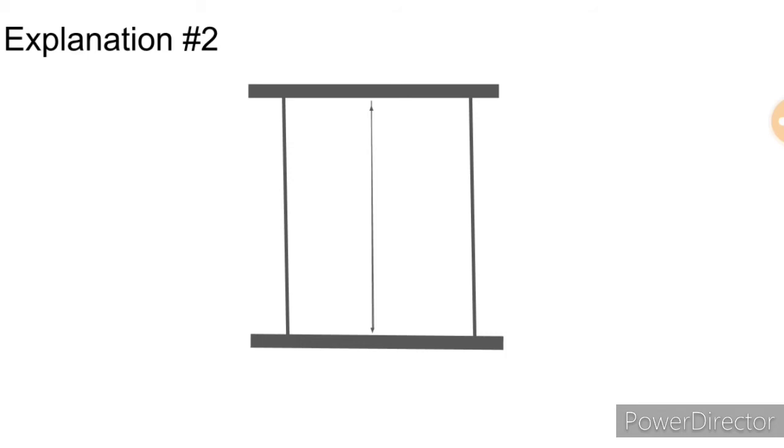The light is going straight up and down. For me, I see less bounces of light than you do, so you travel faster through time than I do. Let's start on our last explanation.